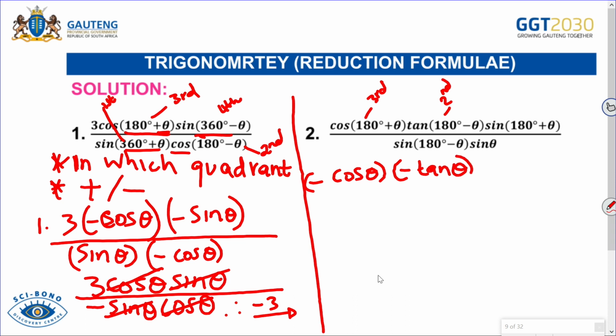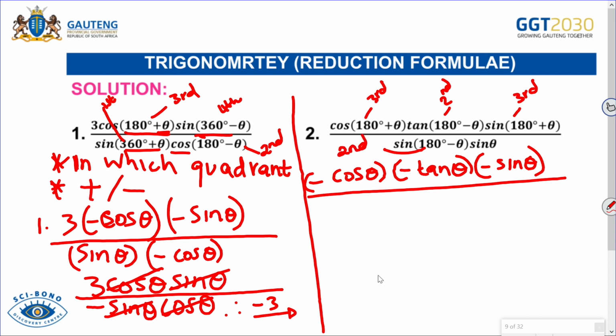And then 180 degrees plus theta, we said again, is in the third quadrant. And in the third quadrant, sine is going to be negative sine theta, all over 180 degrees minus theta, which we said is in the second quadrant. And in the second quadrant, sine is going to be positive. So you get sine theta, and you're still left with this sine theta. Since there is no reduction formula there, I just bring it back as it is. Okay, so let's do the multiplication.